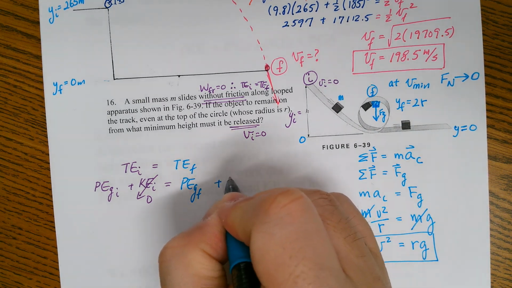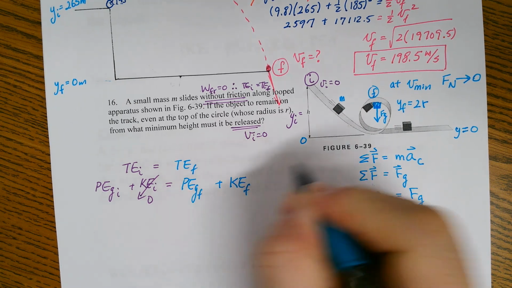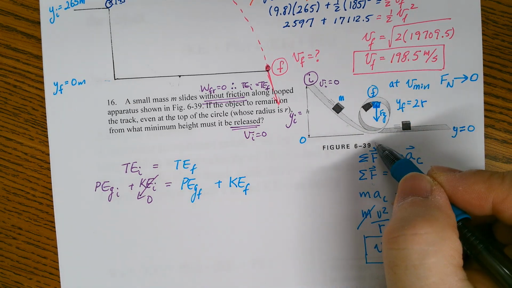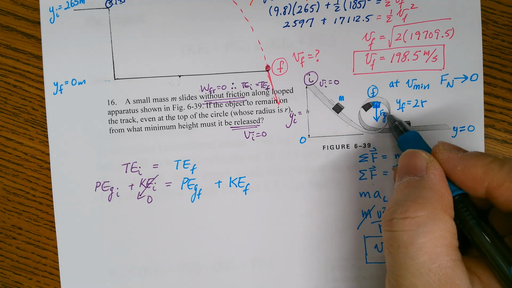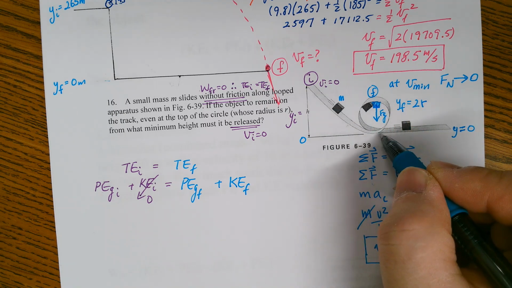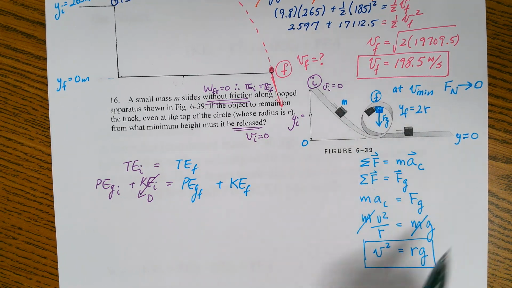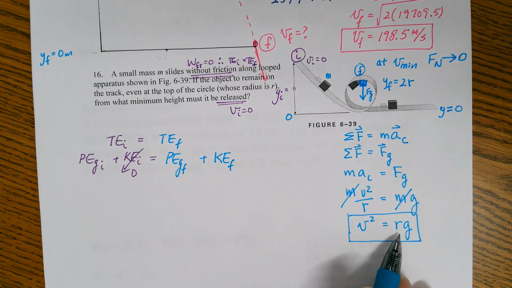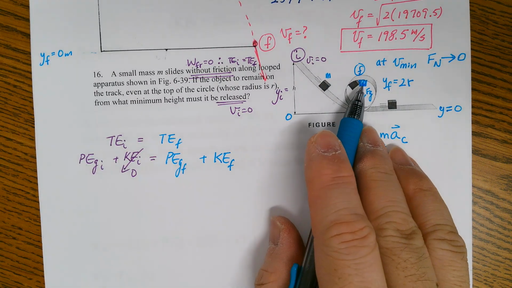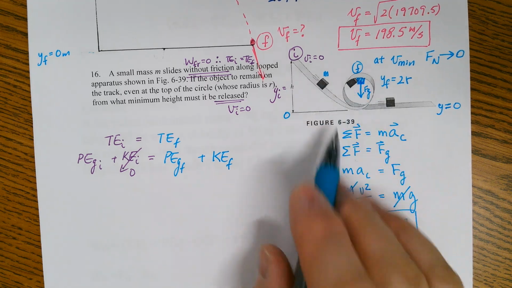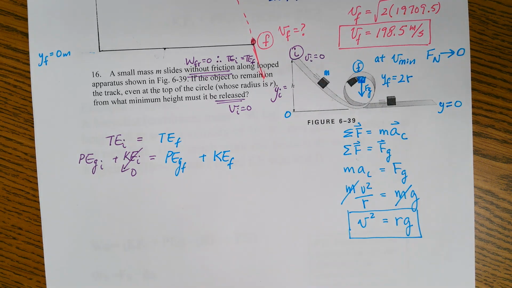And I definitely have kinetic energy final, because if it's not moving here, it's just going to fall straight down. But it has to continuously move in order to go around that track. As a matter of fact, it has to move at square root of rg up there to keep it going. All right?